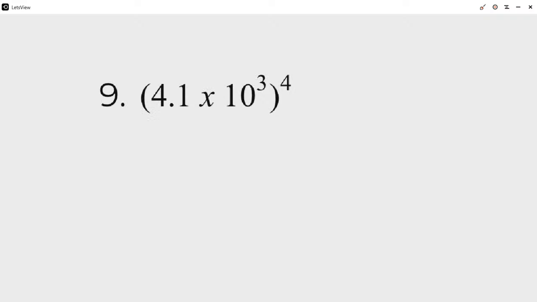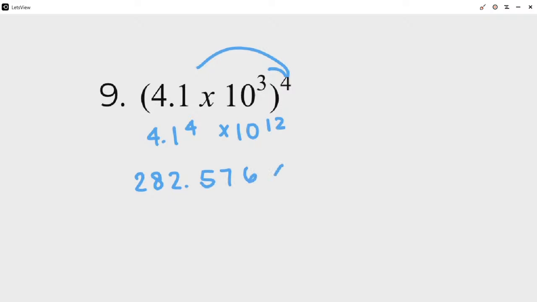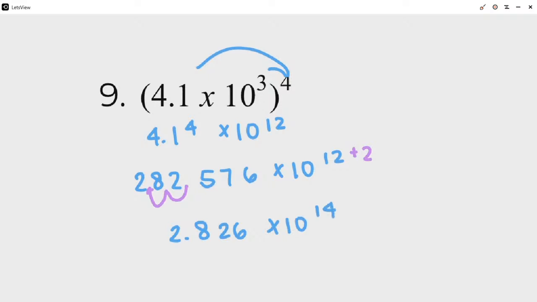Next one, we're going to first distribute the 4. So that's going to be 4.1 to the 4th power times 10 to the 12th. And 4.1 to the 4th power is 282.576. But our number is bigger than 10, so that means we have to move the decimal 2 times so that it would be in scientific notation. So since we're moving the decimal 2 times to the left, that means we're going to add 2 to our exponent at the end. So this would be 2.826 times 10 to the 14th.